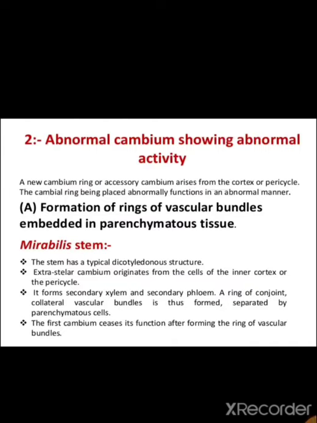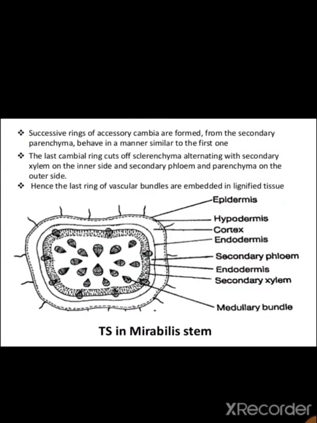Types of abnormal secondary growth, anomalous secondary growth. We divide it into two types. First one is abnormal behavior of normal cambium. Second is abnormal behavior of abnormal cambium.